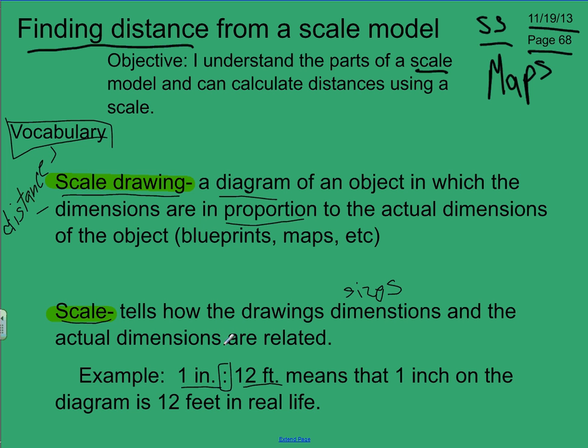You might recognize this colon as something we use in math when we are writing ratios. For example, we could write the ratio 3 to 4, which is the same as 3 over 4. It's just another way to write a ratio, and this is how it's usually written on a map or a diagram. It means that every 1 inch on the actual diagram is actually 12 feet in real life. 1 inch is to 12 feet.